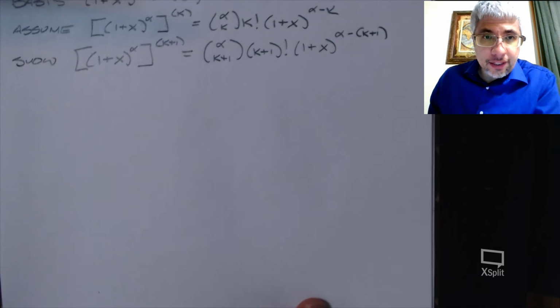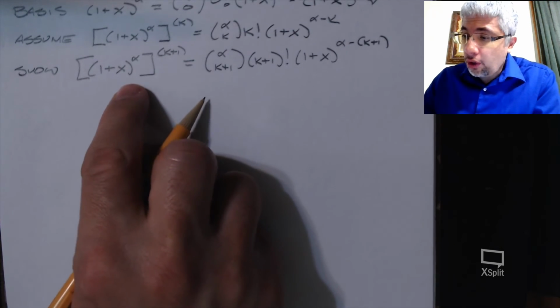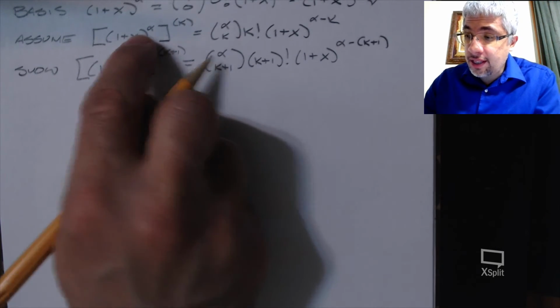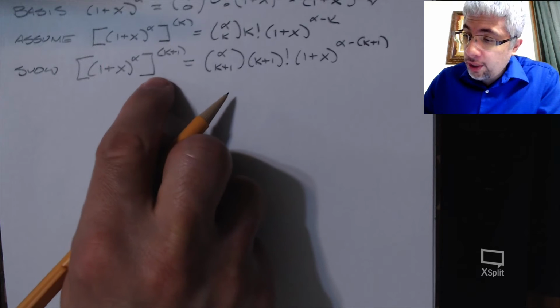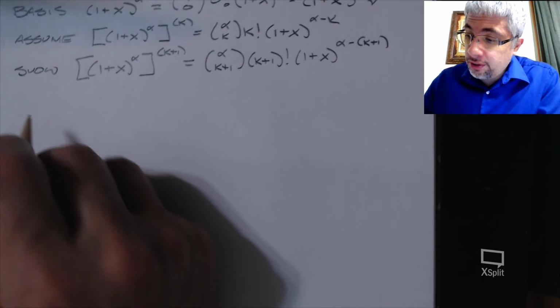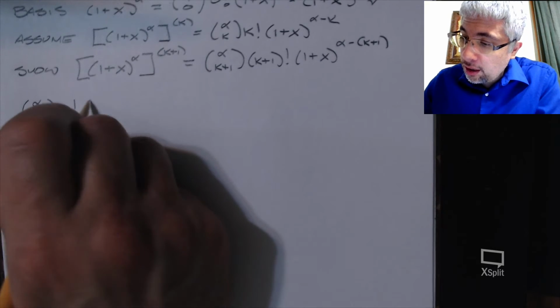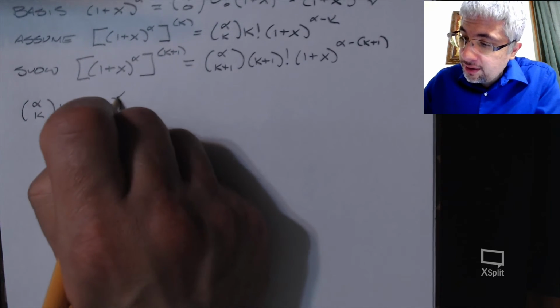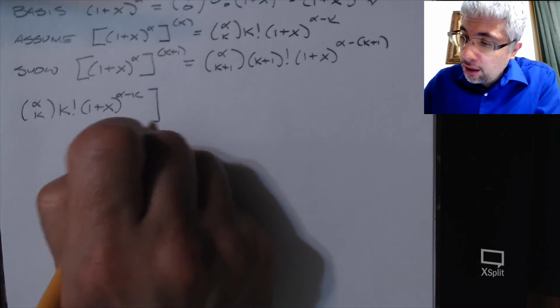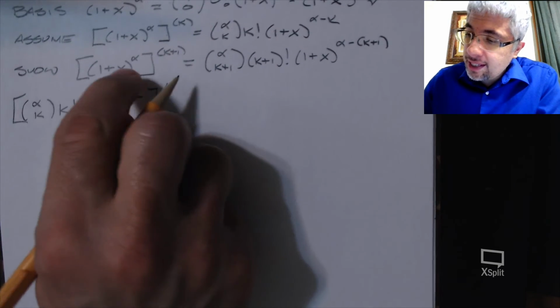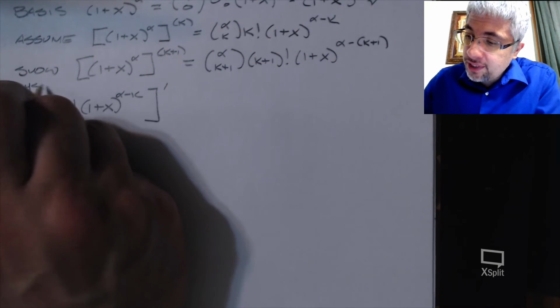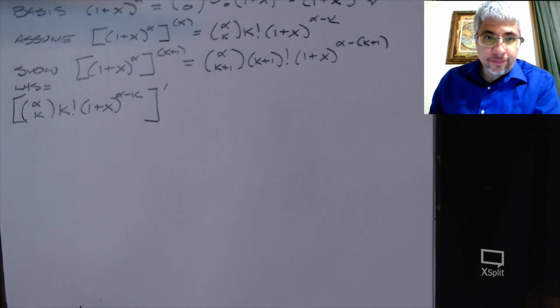Okay, so that's what we want to show. Well, I know that this is just this with one more derivative. So what I'm going to do is take this and take the derivative one more time. So I get this, 1 plus x to the alpha minus k, prime. And that's this left-hand side. So the left-hand side equals this. And I want to get to there.